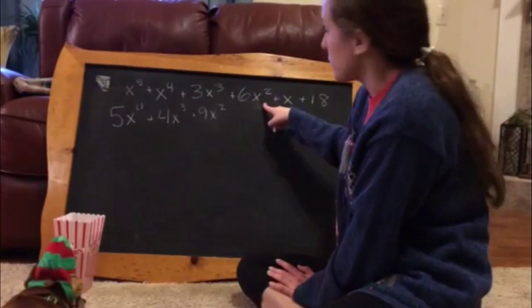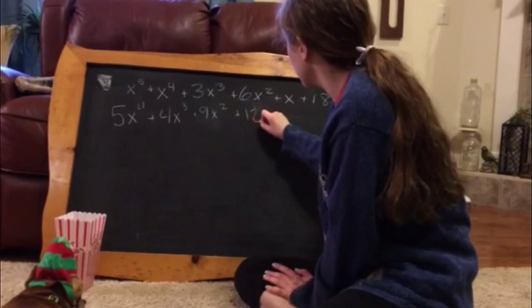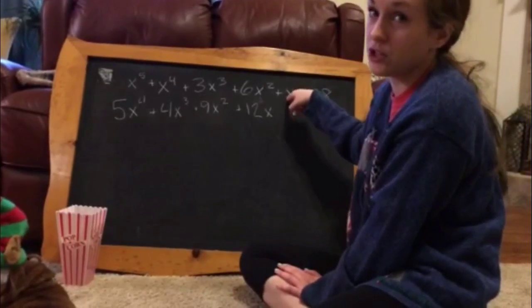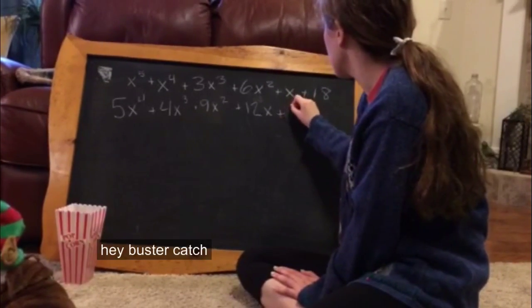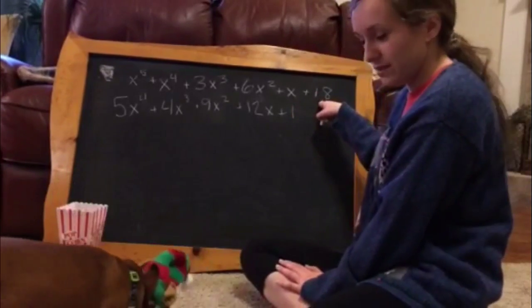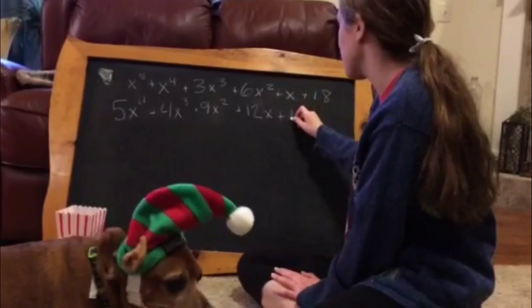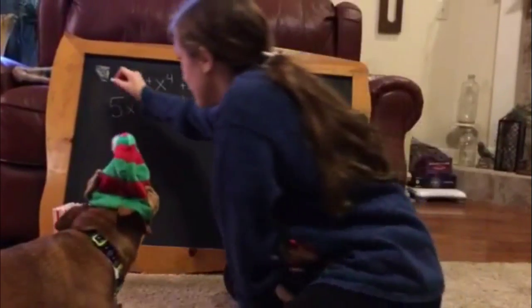Same thing with 6x squared, so this becomes 12x. When you take the derivative of x, it's just 1. And when you take the derivative of a constant, it becomes 0. So instead of just writing plus 0, we just don't write it at all. So that is the derivative.